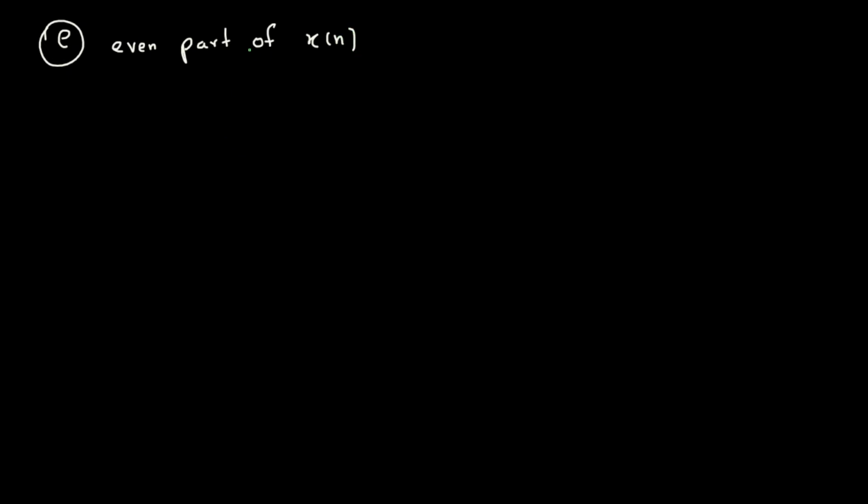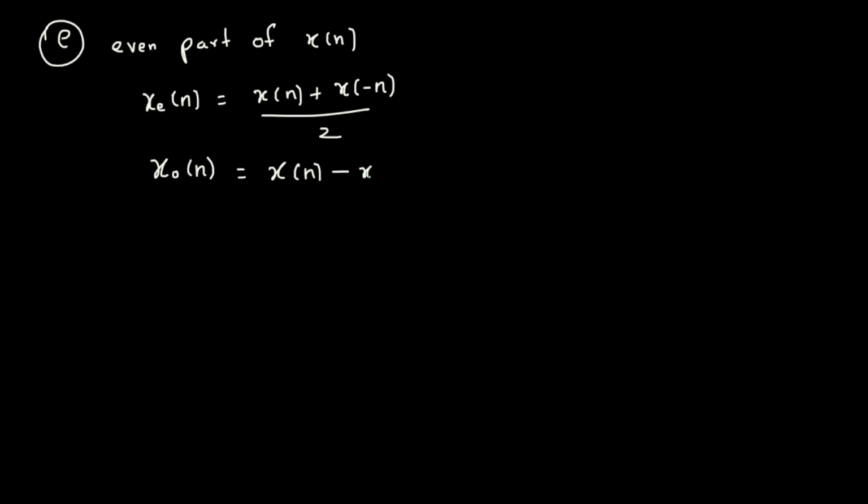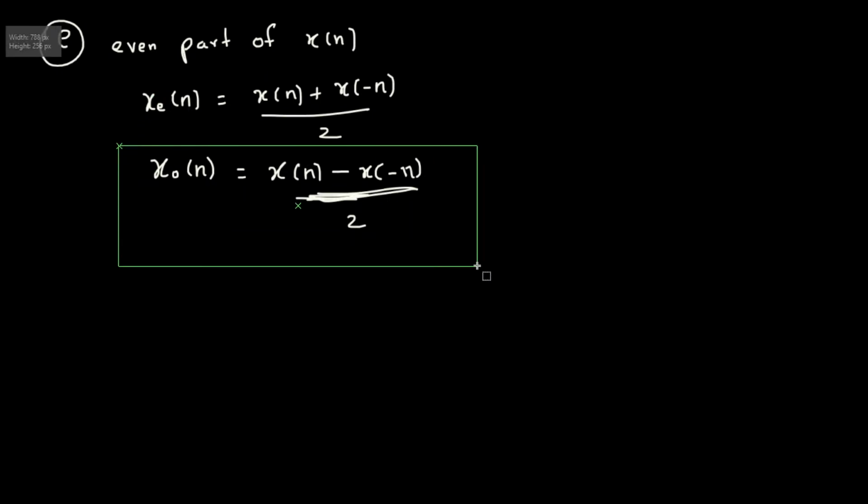For the even and odd, we have an equation. If it's an even function, we can define it by this: x of n plus x of minus n divided by 2. And if it's odd, x o of n is x of n minus x of minus n divided by 2. This is for the odd function. But in this case, we just need the even function, so I get rid of this.